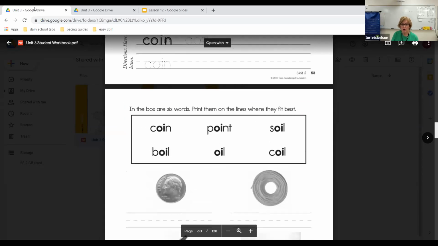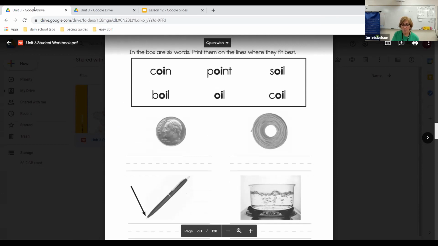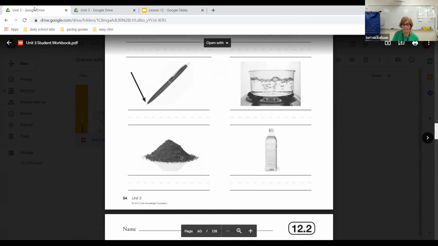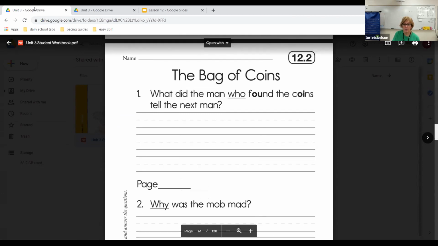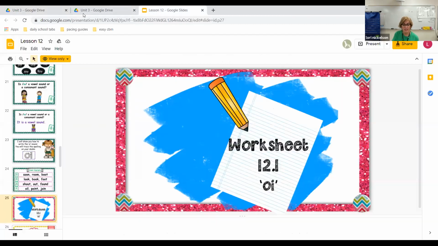Then over here on the next page, in the box, there's 6 words. You're supposed to print them on the lines where they fit. You have the word coin, point, soil, boil, oil, and coil. So you have to match them with the correct pictures. All right? Okay, so let's go back to our Google Slides.